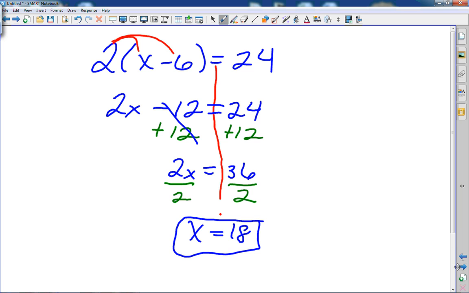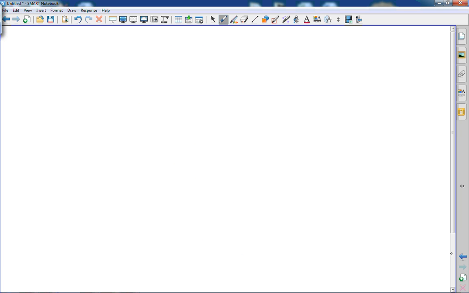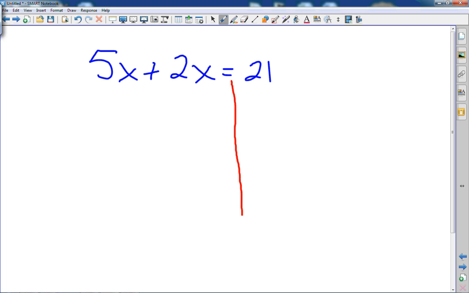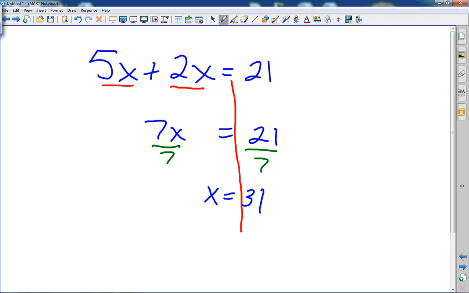Next one. The next one is 5x plus 2x equals 21. Well, I'm going to draw my line right here. And over here on the left-hand side, I need to combine like terms. Well, right there, I get 7x equals 21. Well, from there, I'm going to divide by 7. X equals 3.